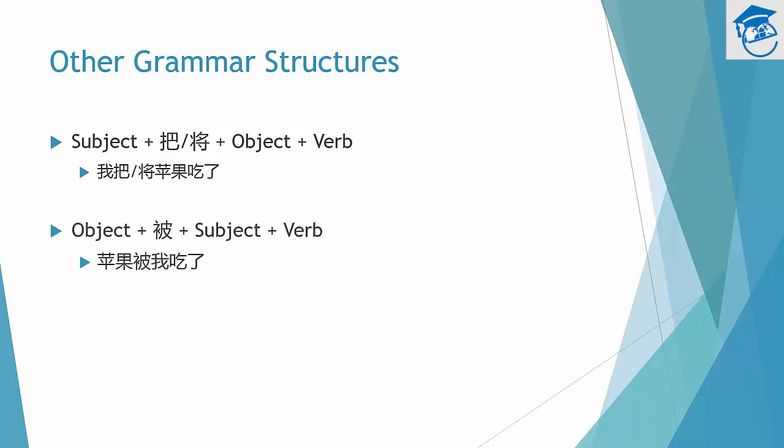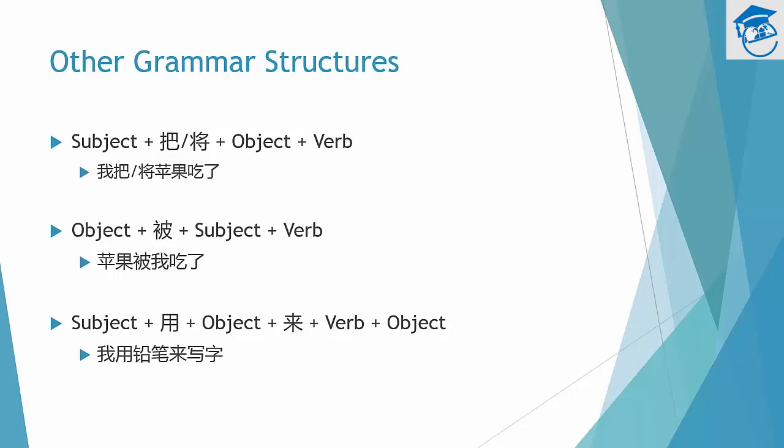Next one, passive voice. The grammar structure is object plus 被 plus subject plus verb. The sample sentence I have here is 苹果被我吃了. The apple was eaten by me. So this is the passive voice for Chinese.